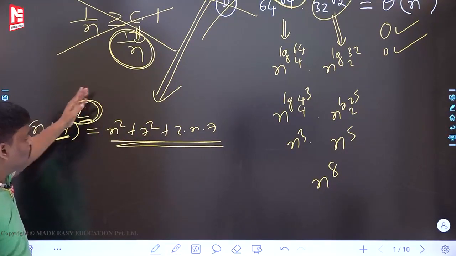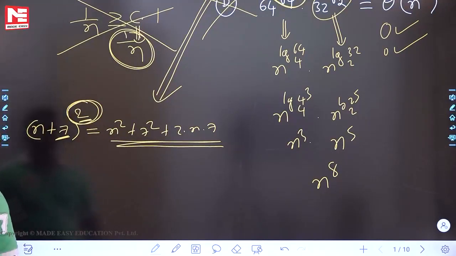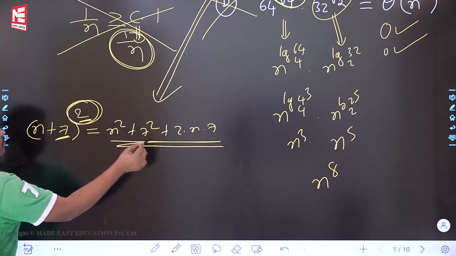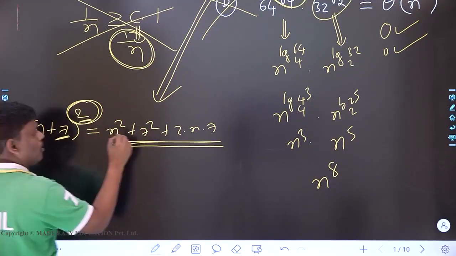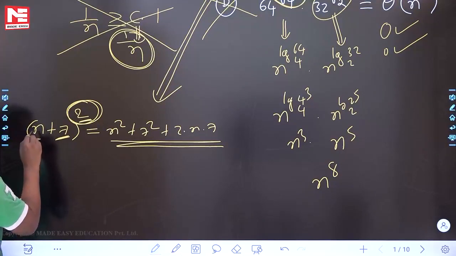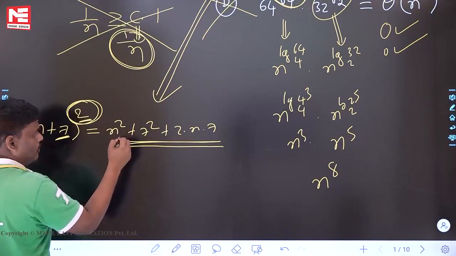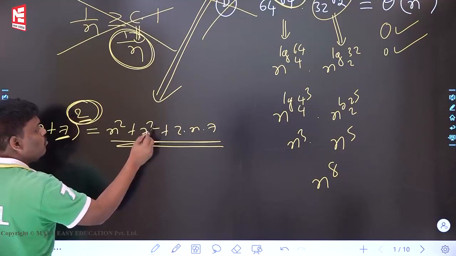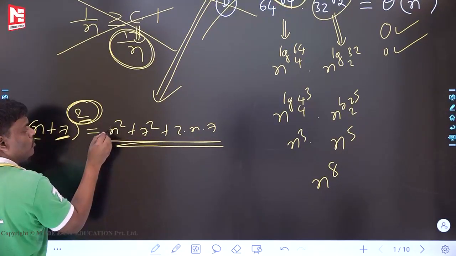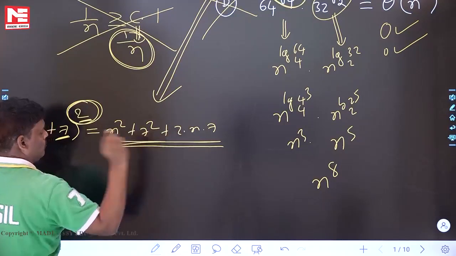And one more: if the power is n, n plus 1 terms will be there. Now, n plus 7 whole square, 3 terms are there. Can you say among all these terms, which is the biggest? Everyone knows. N and 7, which is bigger? N. If n is bigger, n square is definitely bigger. 7 square is smaller. The combination of n and 7 is in the middle. So everyone knows n square is the biggest among all.